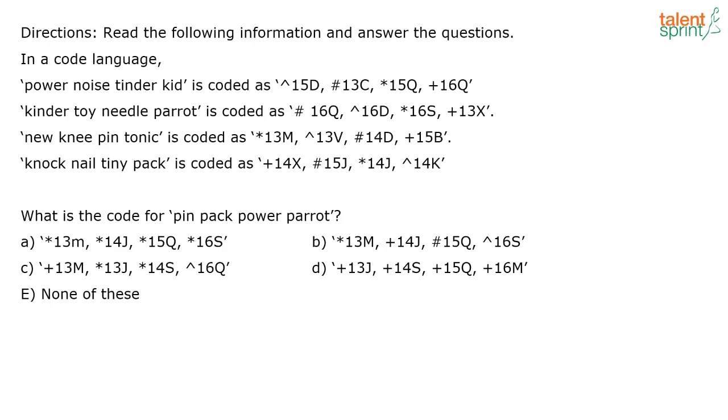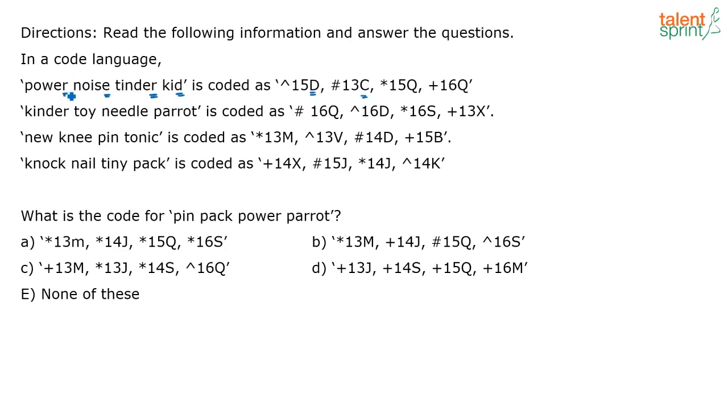Next set of questions. Again, certain information is given and the respective codes for these words are given. You have to find out the code for pin, pack, power, parrot. See, a lot of times finding out the code for the symbol is very easy. One thing you can see here is that power, last letter is R. Kinder, last letter is R. Here in 2 places you have Q. Okay. Now again here you have E and D. Here you have D and C. So what have they done basically?